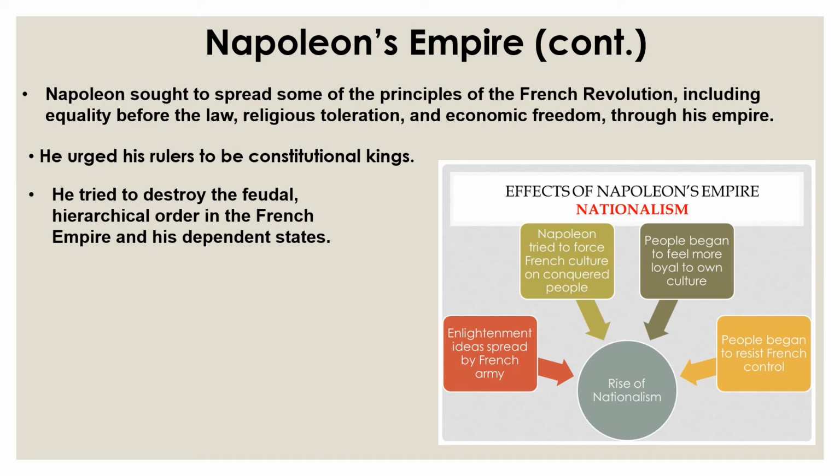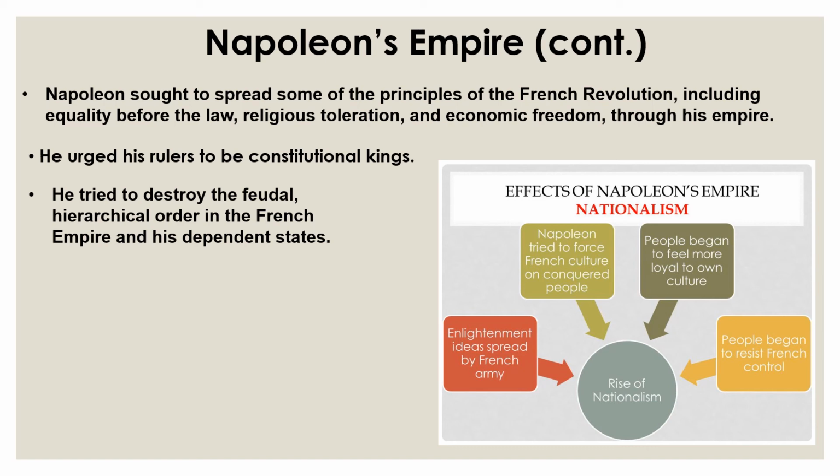He urged his rulers, the ones that were under his authority, his family members, and those that were, quote, allies of him, to be constitutional kings, not absolute rulers, which is interesting since he really was an enlightened absolutist himself. He tried to destroy the feudal hierarchical order in the French Empire and in the dependent states.